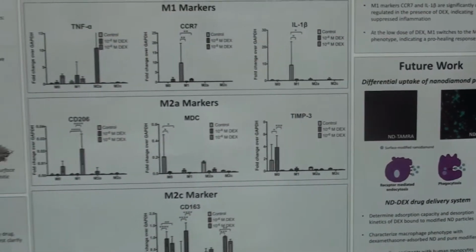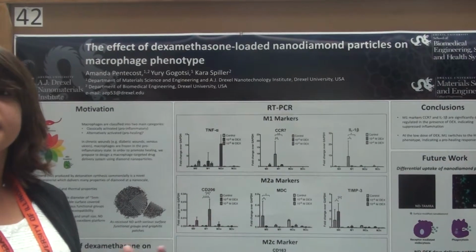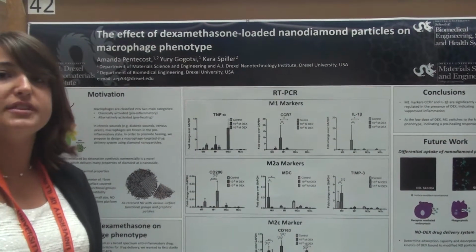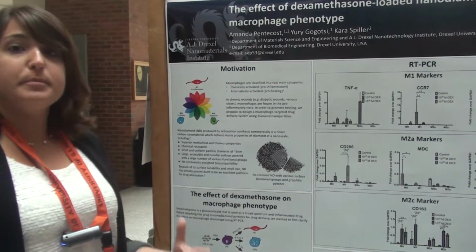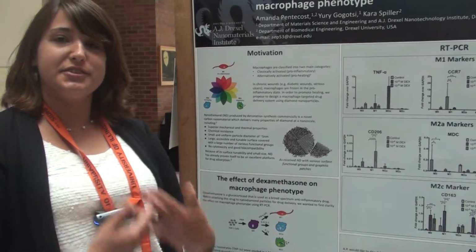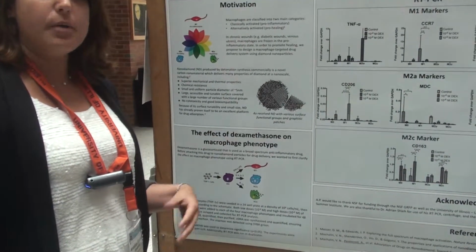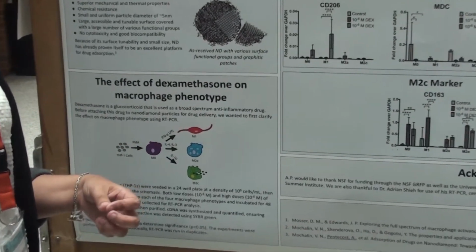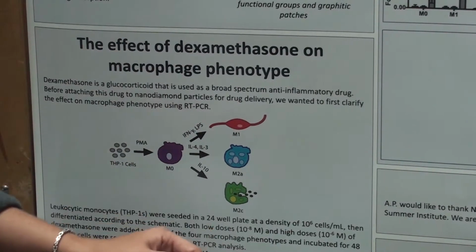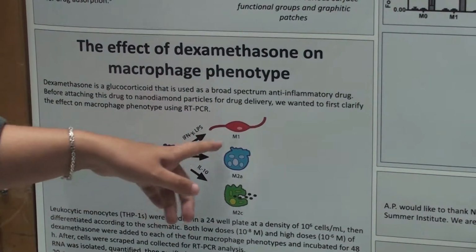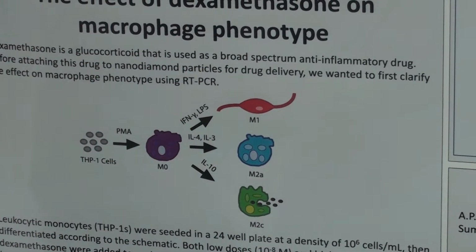So the title of my project here is a little bit misleading, as I haven't gotten to look at using nanoparticles and macrophages. But what I do is investigate a drug called dexamethasone and its effect on macrophages. So for simplicity's sake, since this is my first start in the field of biology, we took THP1 cells, which are a monocytic cell line derived from patients with leukemia. And we differentiated it first into an undifferentiated macrophage, and then into these 3 different phenotypes, M1, M2A, and M2C, using procedures found in the literature.